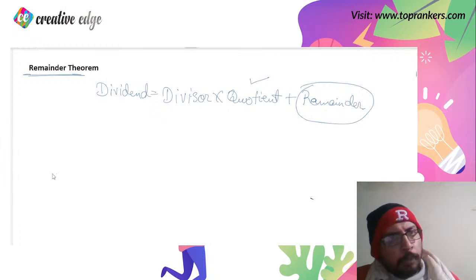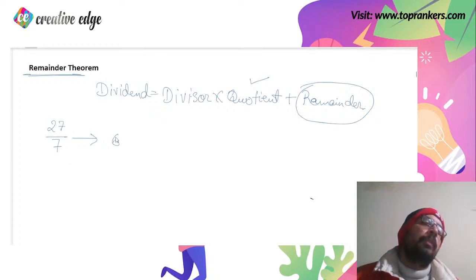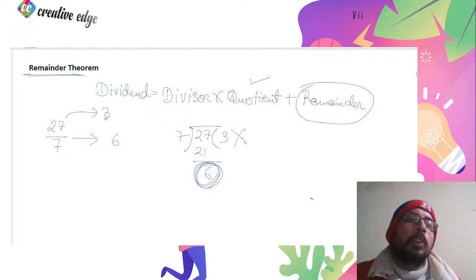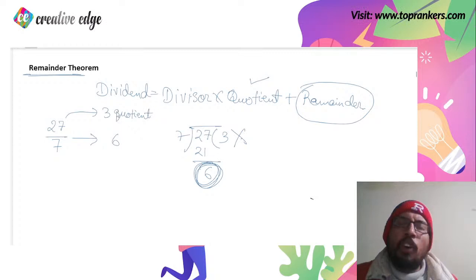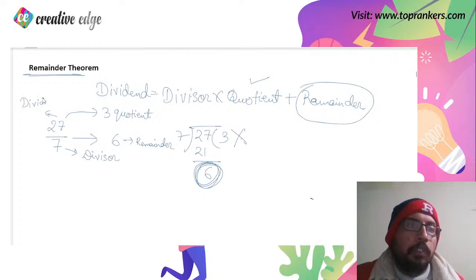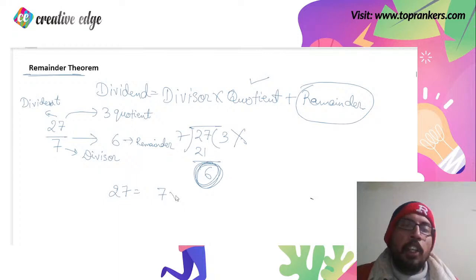For example, if I tell you, what will be the remainder when I divide 27 upon 7? So the remainder is going to be 6. 7 3s are 21 and the remainder is going to be 6. I am not interested in this part. So 3 is our quotient here, which again I am not interested in. 6 is the remainder here, and this 7 was the divisor. What was this 27 then? It was the dividend. So 27 can be written as 7 into 3 plus 6. 7 is the divisor in our case, 3 is the quotient, and 6 is the remainder.